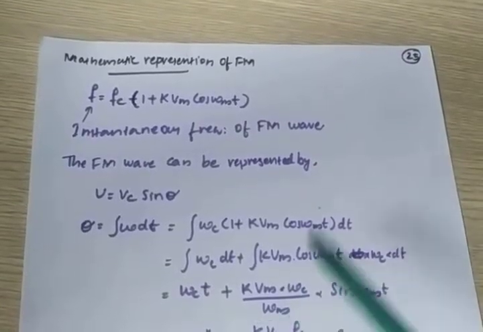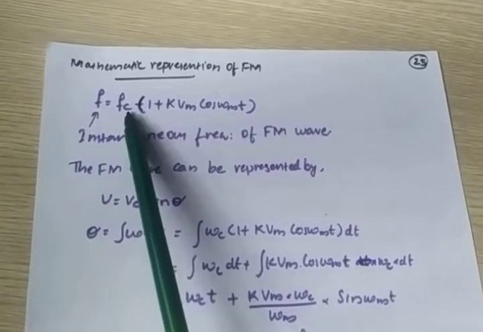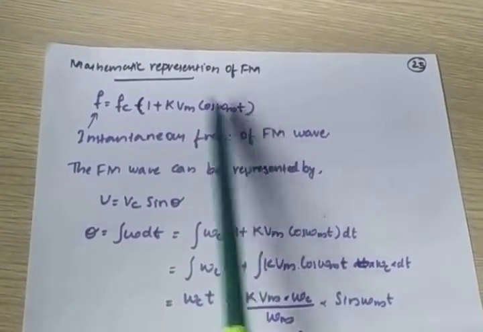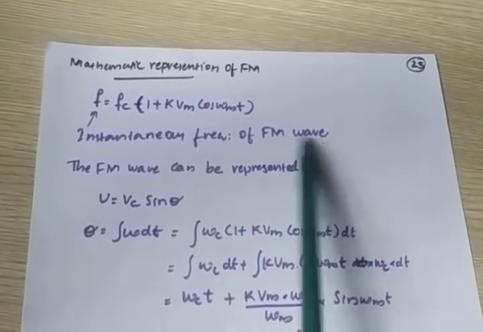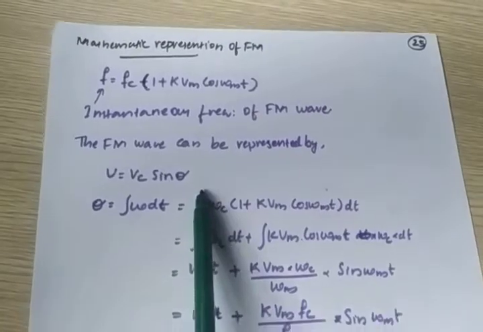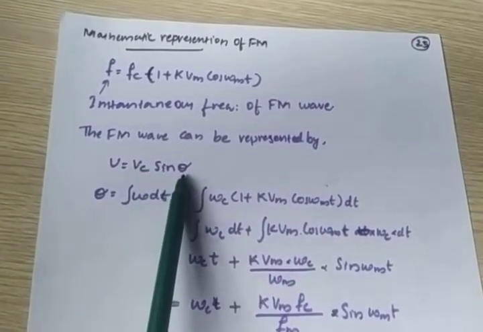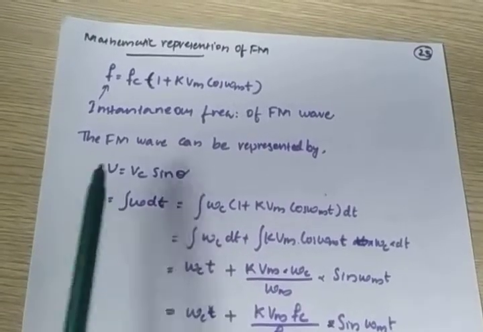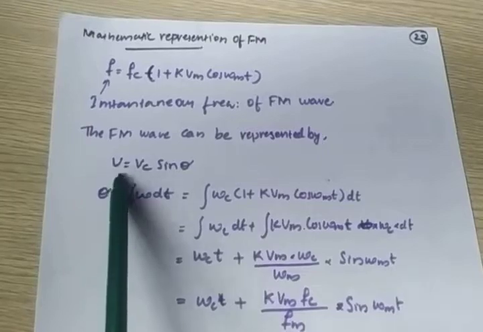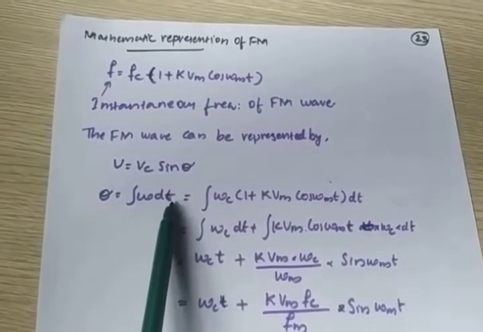The mathematical representation of FM is like this: F equals Fc into (1 plus k Vm cos(omega_m t)). This F is the instantaneous frequency of the FM wave. So an FM wave can be represented by V equals Vc sin theta. What is theta here? This is another question. Theta can be represented as the integral of omega dt.